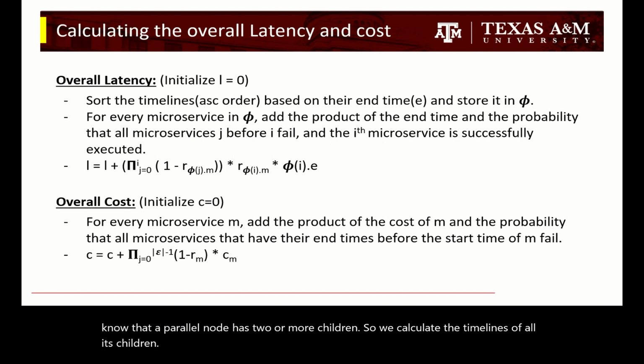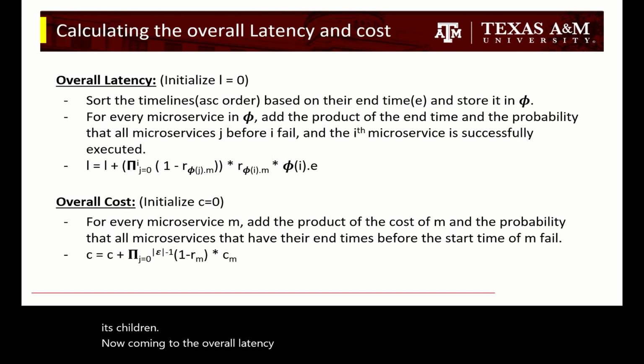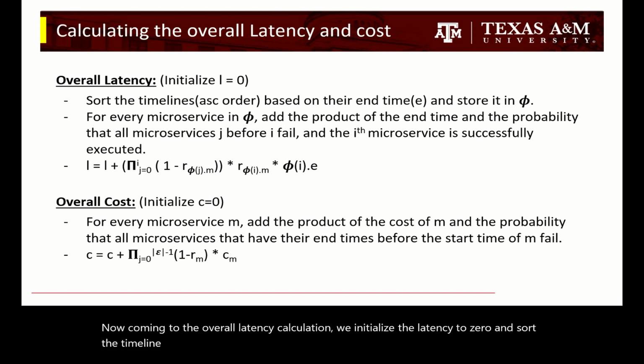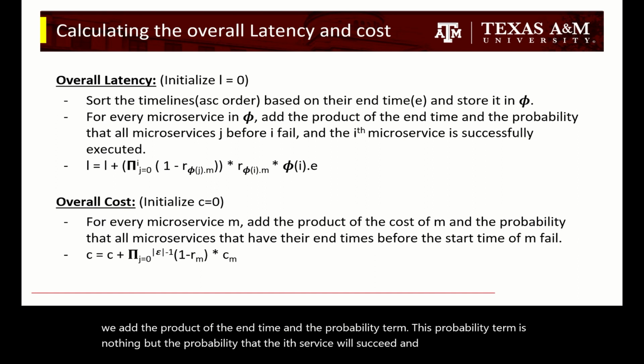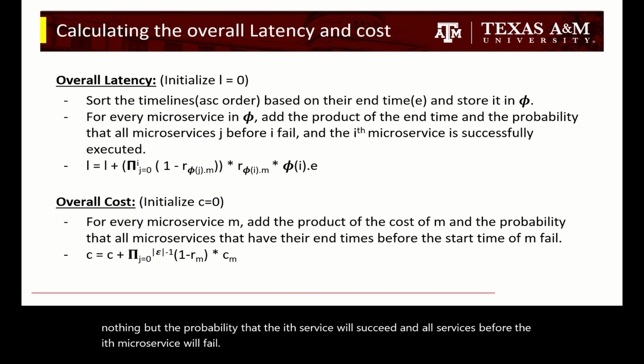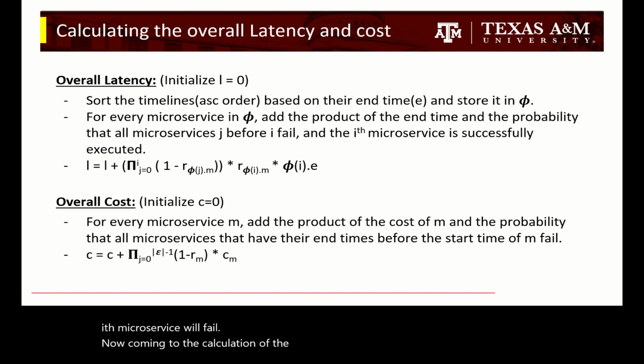Now coming to the overall latency calculation, we initialize the latency to 0 and sort the timelines based on their end times in ascending order. For each service in the set, we add the product of the end time and the probability term. This probability term is nothing but the probability that the ith service will succeed and all services before the ith microservice will fail.